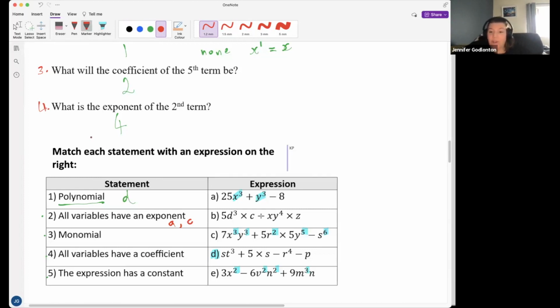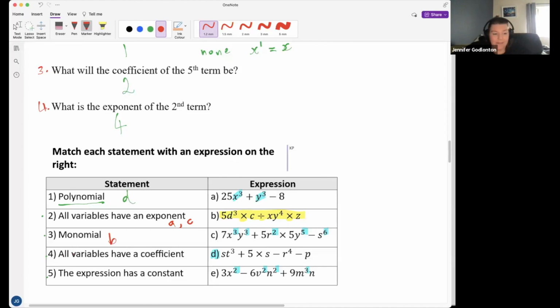Monomial. So that means it's only one term. Remember, your times signs and your divide signs bind things together. So if I look at this times sign, this divide sign, and this times sign, it's hugging all of these together and making it one term. So our monomial here is going to be B.